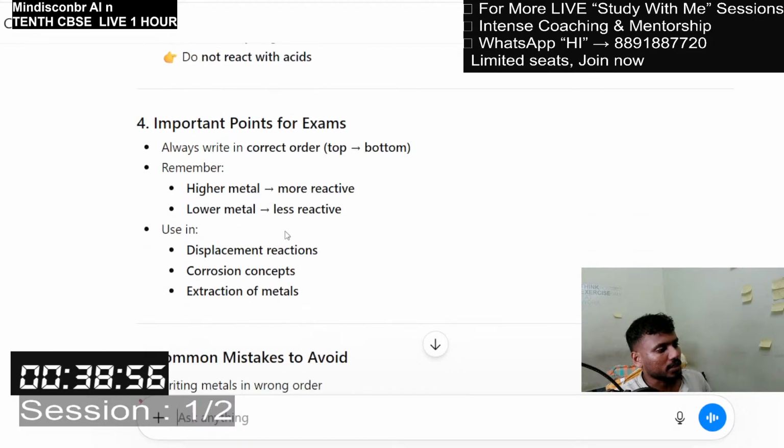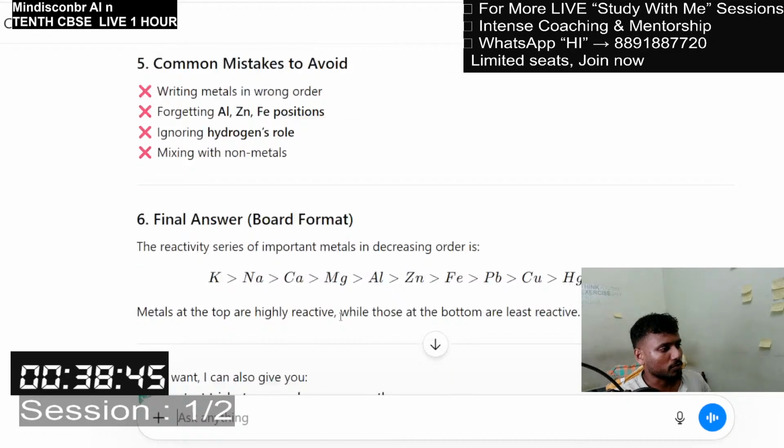Important points for exams. Always write in correct order, top to bottom. Remember, higher metal is more reactive, lower metal is less reactive. Use in displacement reactions, corrosion concepts, and extraction of metals.